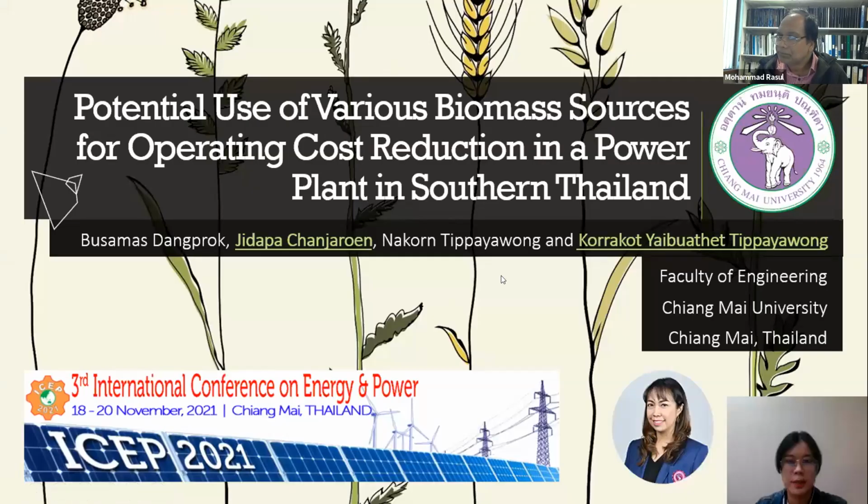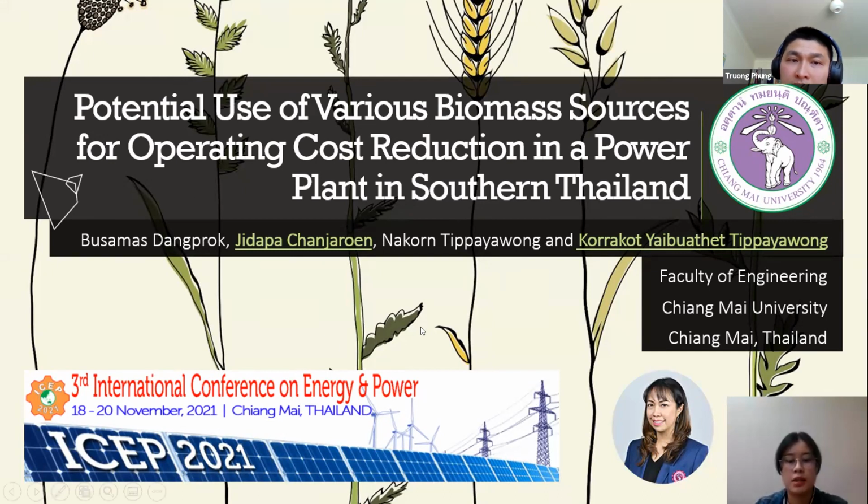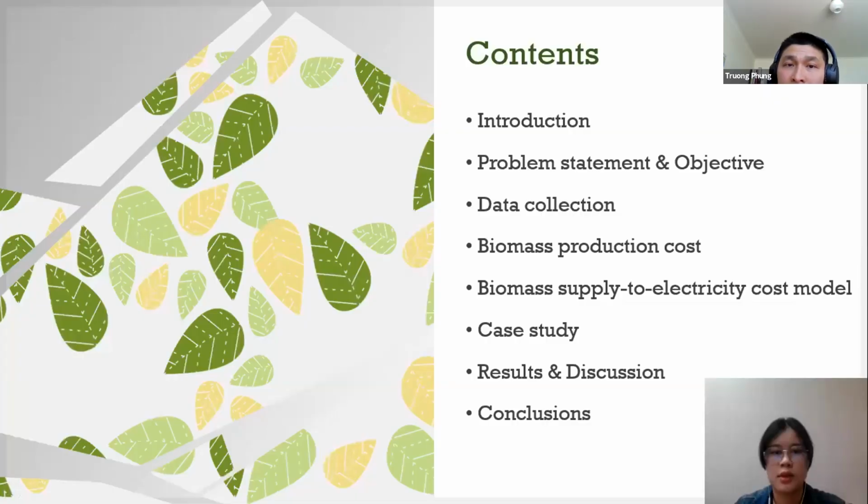My name is Jidapha Chanjaran, Faculty of Engineering, Chiang Mai University in Thailand. Today I'm going to present about the extension of my research in the title of potential use of various biomass sources for operating cost reduction in a power plant in southern Thailand. The contents of the presentation are going to start with introduction, problem statement, and objective. Then we collect all data to cluster them and determine the centroid of each cluster. Biomass production costs were also collected and used when we developed the optimization cost model. And then we talk about results, case study, and sensitivity analysis. And the last one is conclusion.